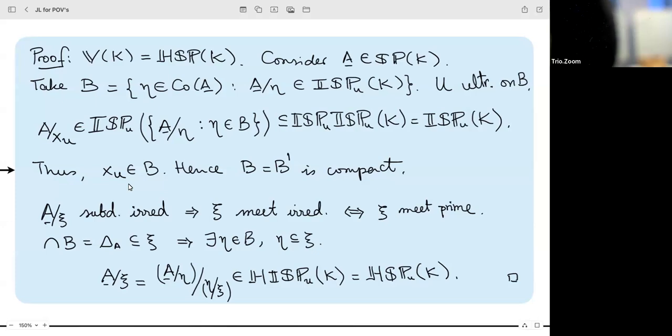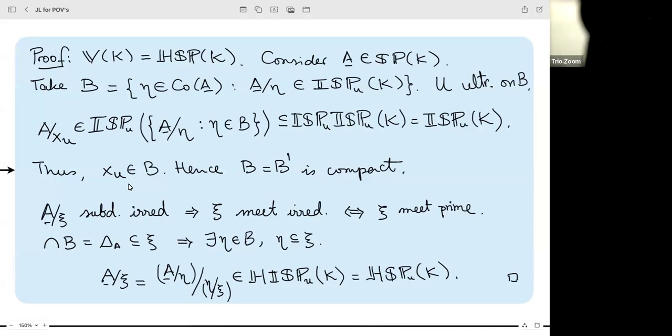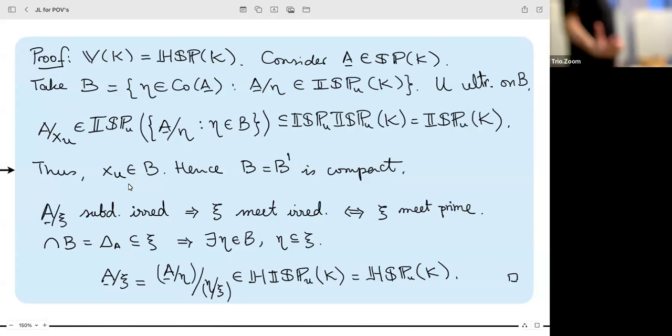Prime is closure. Yes, that's closure. And now, what happens? Now we are looking for the subdirectly irreducibles, right? Before we consider an algebra that is a subalgebra of a product of K. Now, suppose that you make a quotient and it turns out to be subdirectly irreducible.